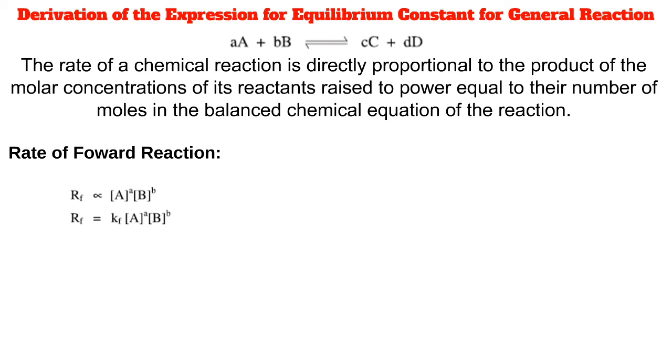of B power small b, and these small a and b are the number of moles of these reactants. Kf is the rate constant for forward reaction.